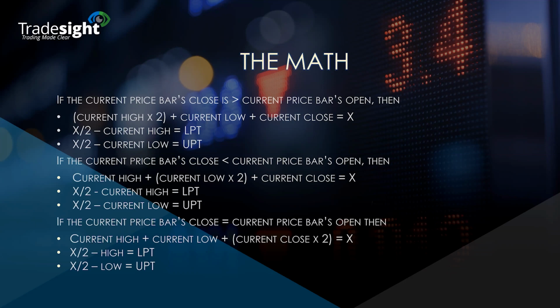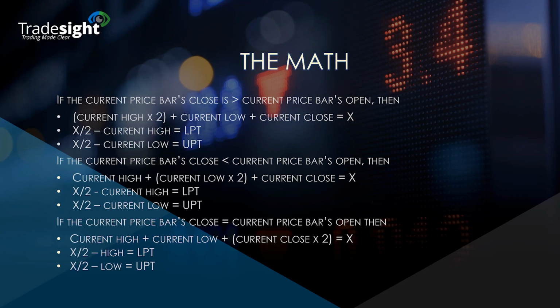But here we're doing the math a little differently based on whether it was an up day from the open to the close or a down day from the open to the close. Obviously, equals would be a different thing. Not too many days do you open and get a close exactly at the price where you opened, but the math is still different if that happens. And that's how we are going to calculate these things.